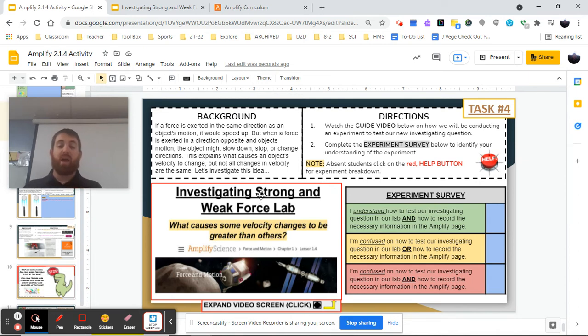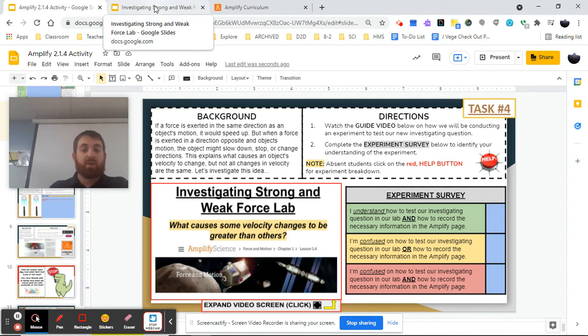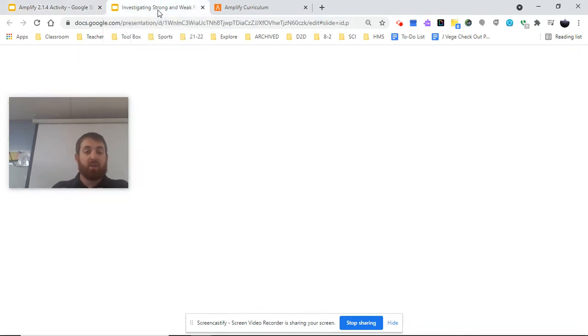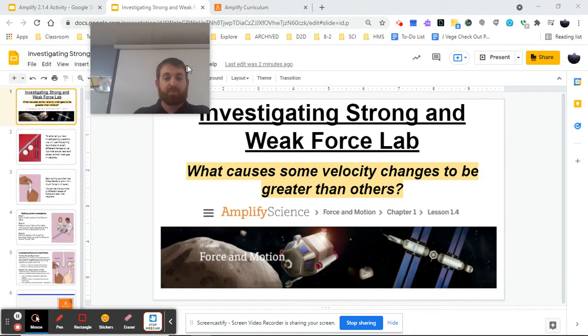And we're going to be breaking down not only how to test this investigating question, but also how to record some necessary information in the Amplify page that's going to show what your lab's conclusions were, what the data is, and how we're going to be answering this question. So, this slideshow can be found by clicking the help button. And let's go ahead and take a look at what our investigation and lab for today looks like.